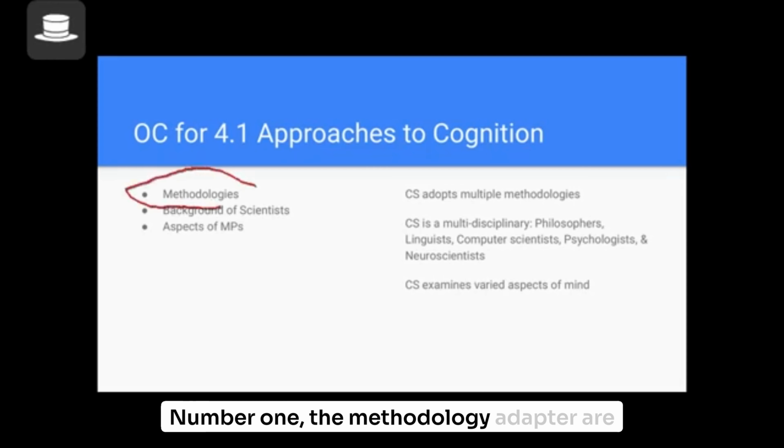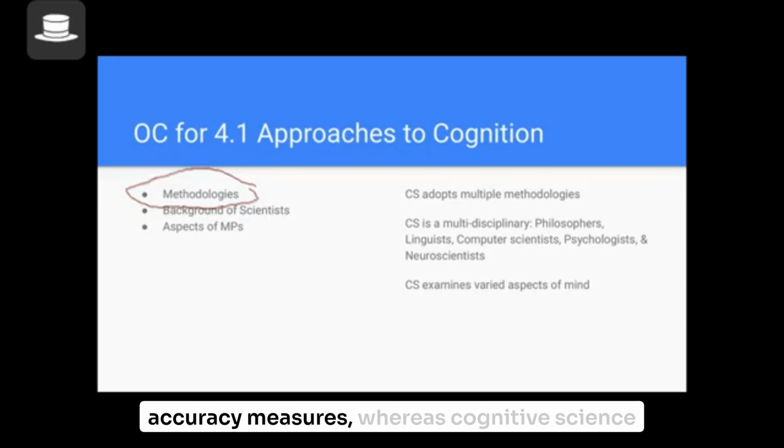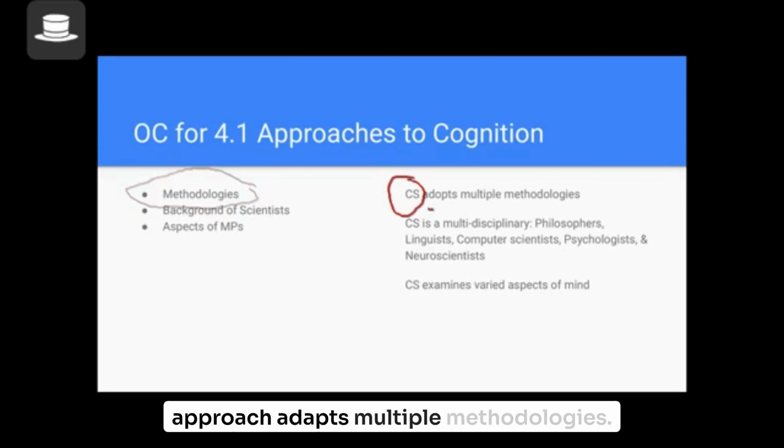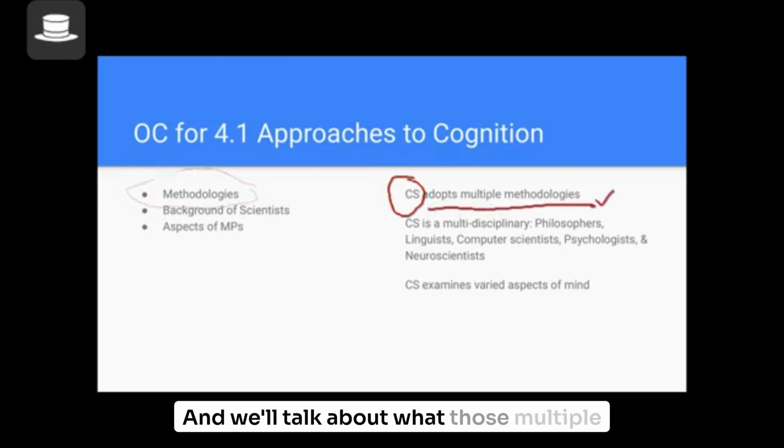Number one, the methodologies adopted are different between these approaches. For instance, the information processing approach only utilizes reaction time and accuracy measures, whereas the cognitive science approach adopts multiple methodologies. And we'll talk about what those multiple methodologies are in this particular video.